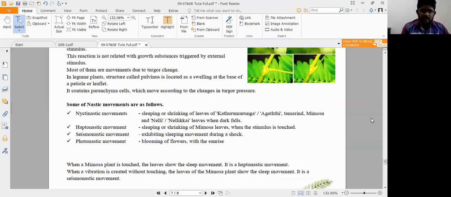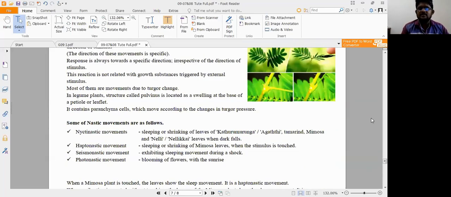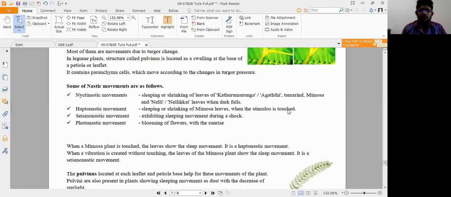Okay. In leguminous plants, the structure called pulvinus is located as a swelling at the base of a petiole or a leaflet. Can you see that? These are the pulvinus here. It contains parenchyma cells which move according to the turgor change. So due to turgor pressure, these will be moving. Accordingly, some examples of these nastic movements are given here.